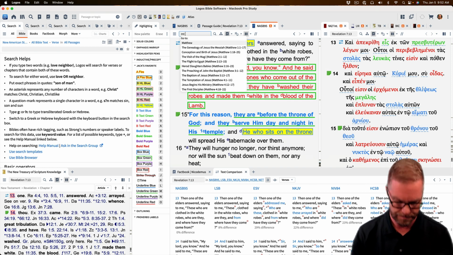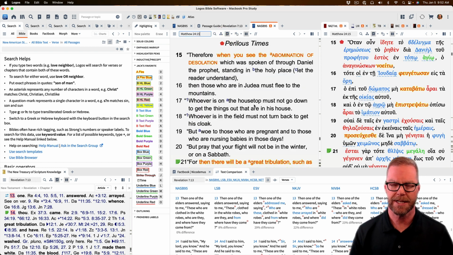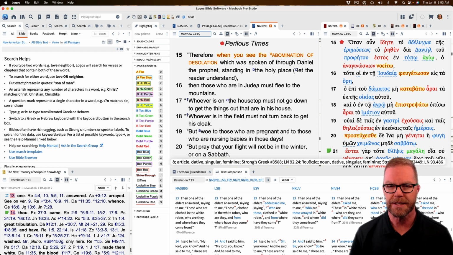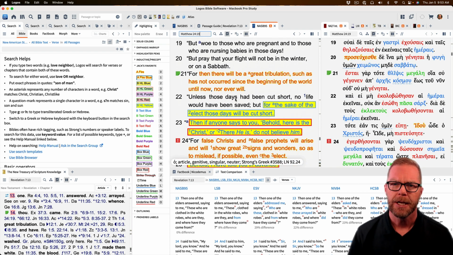Let's see, Matthew 24:15. When you see the abomination of desolation which was spoken of by the prophet standing in the holy place, let the reader understand. Then those who are in Judea must flee to the mountains. Those in the house must go down. Whoever is in the field must not turn back for his cloak. We're going to learn about this fleeing to the mountains in Revelation chapter 12. In Revelation 12, the woman is persecuted by the dragon, and she has a place prepared for her in the wilderness where she is to flee. That's what Jesus is talking about here. What about those who are pregnant?